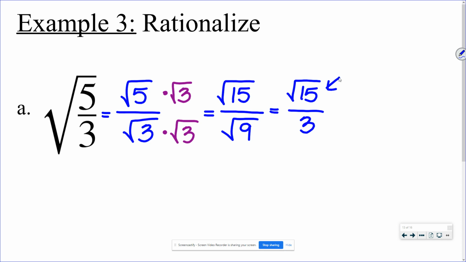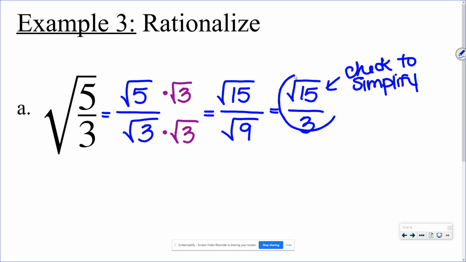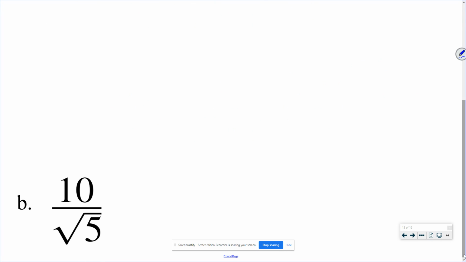You may have to check and see if you can simplify radical 15. But you cannot in this problem. I'm just letting you know that it is possible that you may have work to do up here. But that's it. So let's look at a couple more.